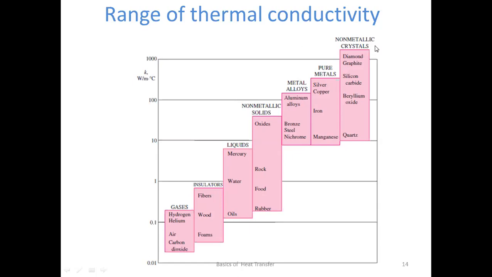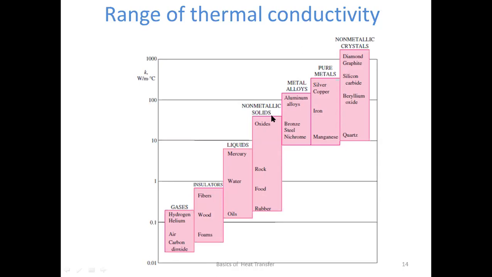Suppose this group is for non-metallic crystal, then the range of thermal conductivity varies from more than thousands. See, this is the line of 1000, means this is going above, means the range of thermal conductivity is more than 1000 up to near about 10. Okay, for pure metals its range is varying from, suppose this is 500 to 10, and for metallic alloys again it is near about 120 or 150 to 10 or less than 10.